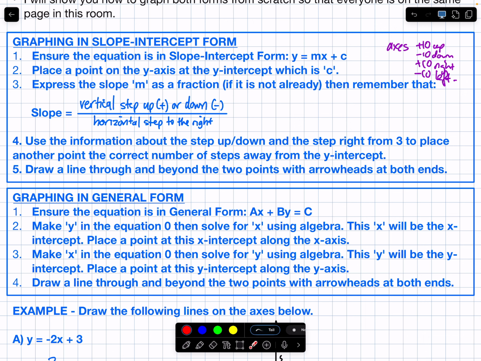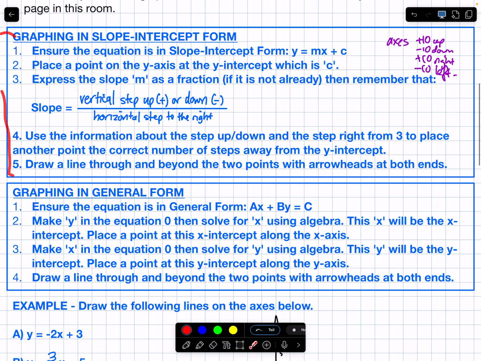So, graphing in slope-intercept form, can you get those steps down, please? 1 to 5. And then I'll go through how they work when I demo one.